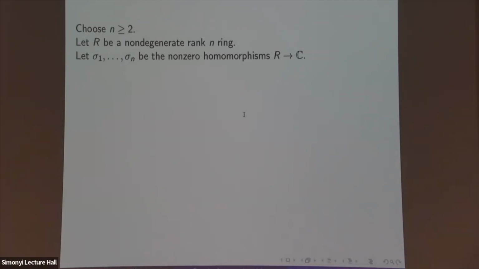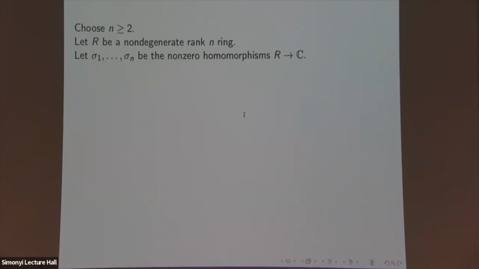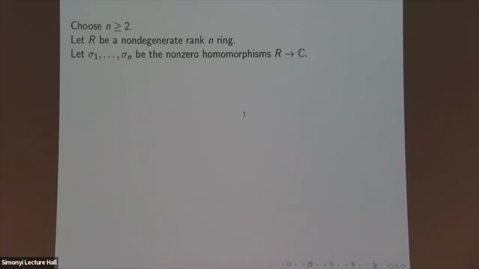R has n non-zero homomorphisms, sigma 1 through sigma n, from R to C. We can use these n non-zero homomorphisms to define a norm on this non-degenerate rank n ring as follows. For every element x of R, we define the length of x to be the square root of 1 over n times the sum of the squares of the lengths of the embeddings. If you don't like this norm, you can pick any norm you like, but I like this norm because the length of 1 is 1 and the shortest elements in the ring are roots of unity if the ring is irreducible. So I think it has some pleasant properties.